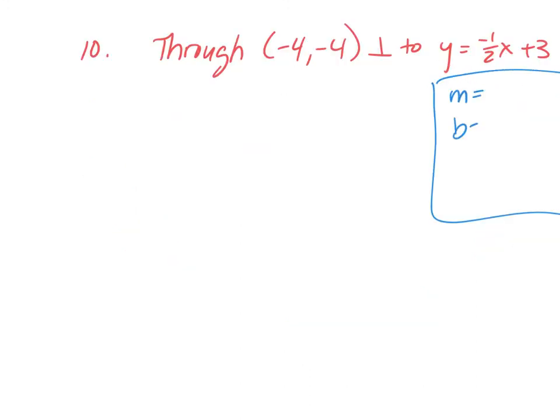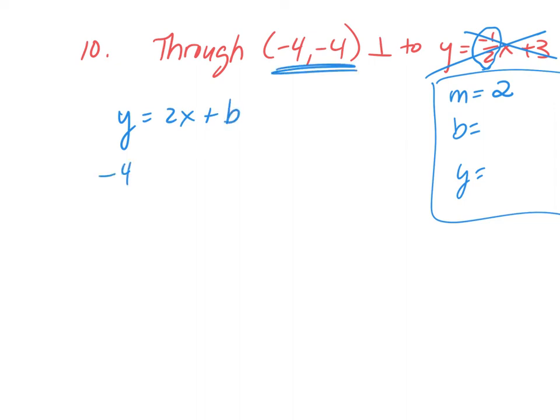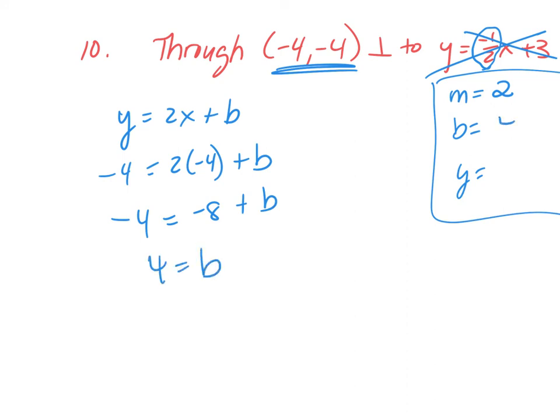So I'm going to make my box. I have m equals, b equals, y equals. I need to find m, b, and y. So I know that the slope of this guy is -1/2. What is the opposite reciprocal of -1/2? 2. So we know the slope is 2. Cross him out. And we have y equals 2x plus b. And then we put -4 equals 2 times -4 plus b. -4 equals -8 plus b. Add 8, 4 equals b. So it's y equals 2x plus 4.